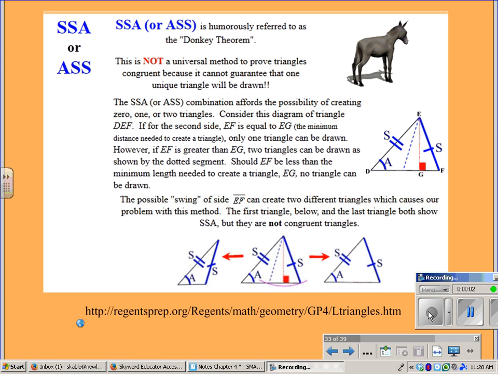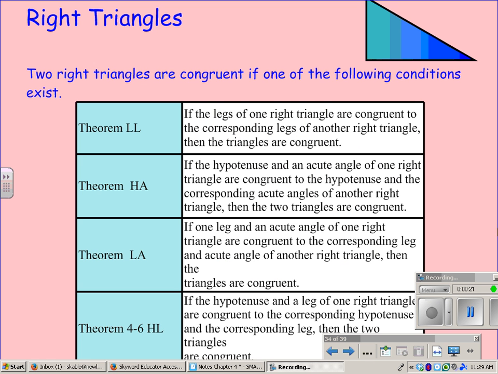Okay, here is the podcast that you will need for section 4-6, which is hypotenuse leg. In the past, we have talked about not using SSA or the backwards version because that's the donkey theorem. However, SSA can be used in one kind of triangle, which is a right triangle. So it has a completely different name.